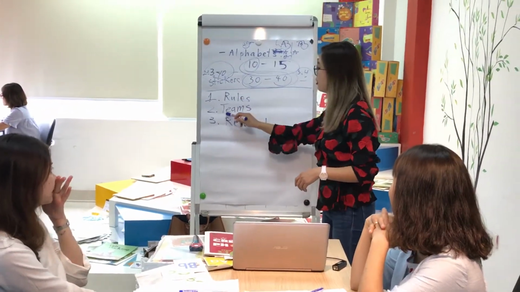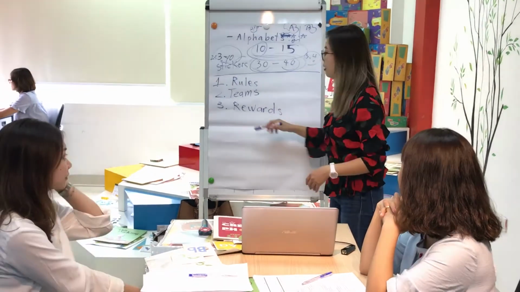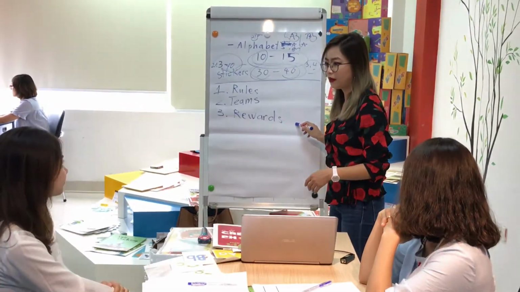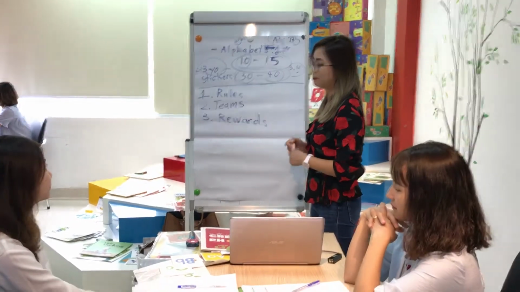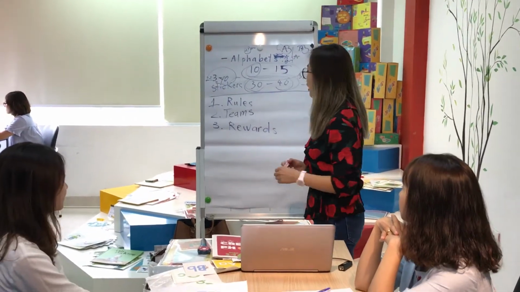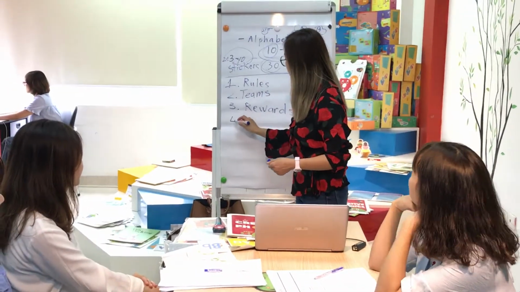Okay. So reward them, rules of the class. Make the rules. Divide the class into teams, let them compete, and then reward them. Okay? And you have to tell them the punishment too. Reward and punish. Alright?